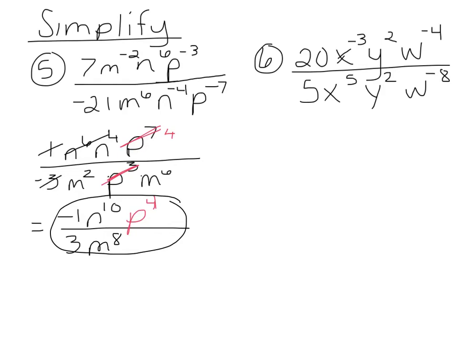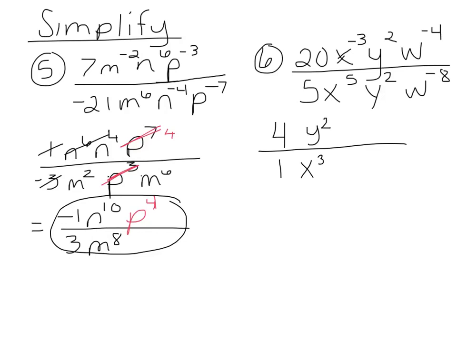Okay, number 6. We have 20 over 5, which is going to simplify to 4 over 1. The x to the negative third is going to go on the bottom and become positive 3. The y to the second is going to stay up top.